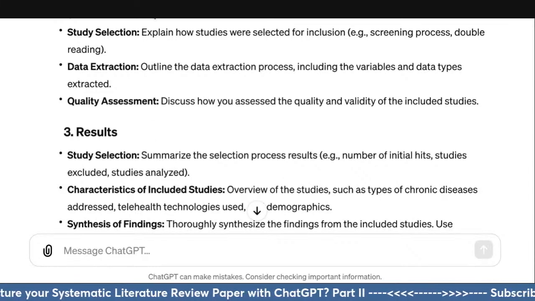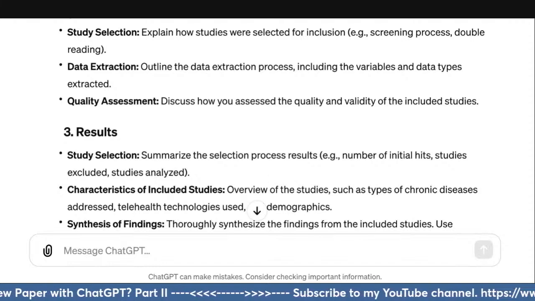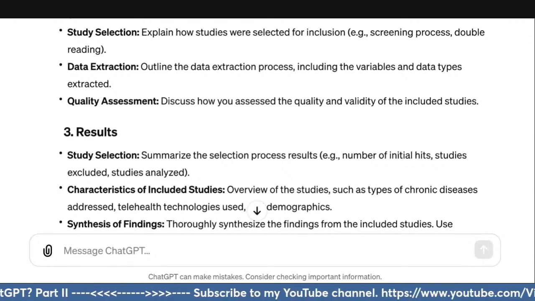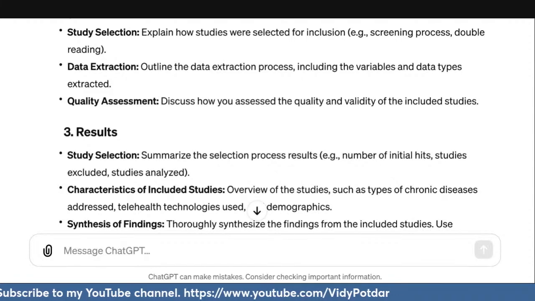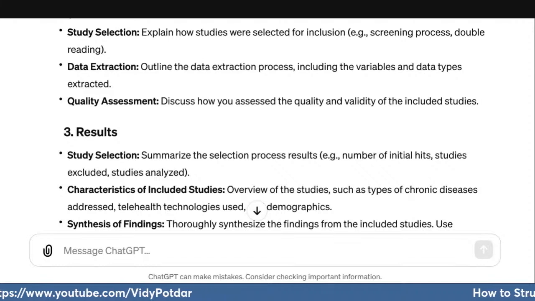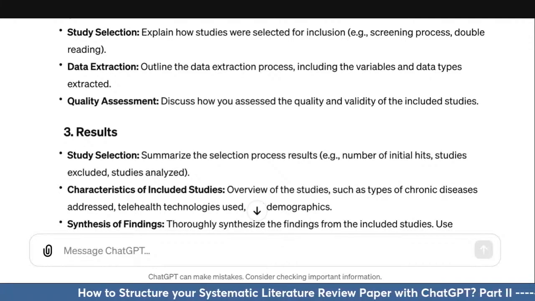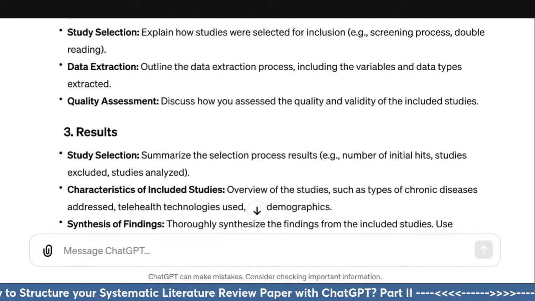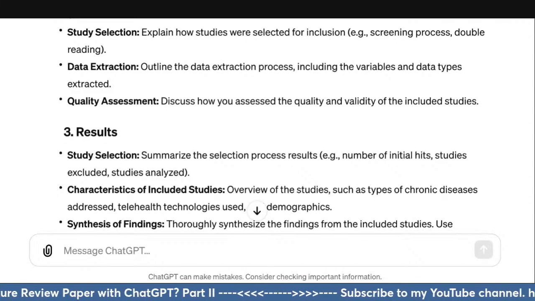Like I said earlier as well, the purpose of using ChatGPT here in research is to use it as an engine for idea generation. You're not using it for writing. So what we have learned today is how we can use ChatGPT to give us questions for different sections of our SLR paper, so that we can start answering them and start building up our SLR.